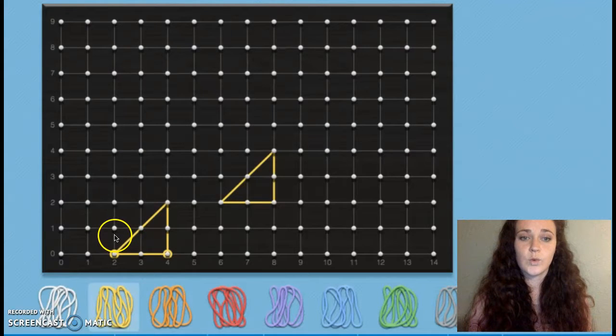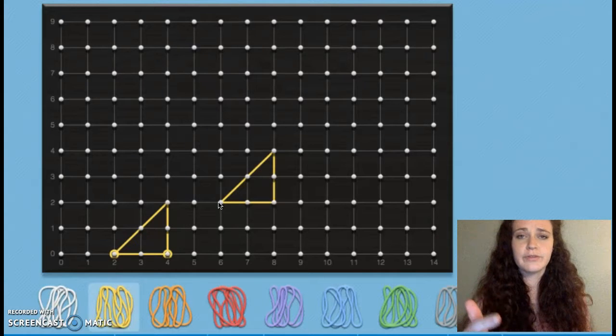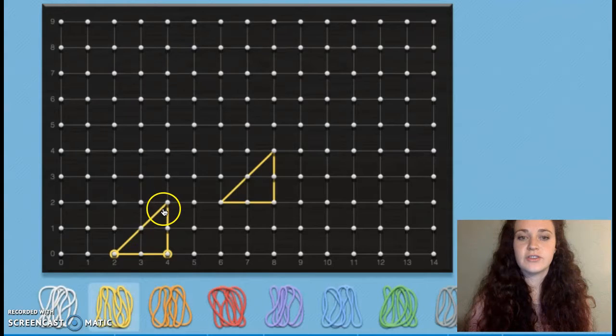So rise is 1, 2, run is 1, 2, 3, 4. So the rise over run overall is half. Now in order for this shape to be congruent to the first, each translation will have to be the same. So each will have to be half. So let's go to this next vertex and translate it to its corresponding one over here. So rise is 1, 2, run is 1, 2, 3, 4.